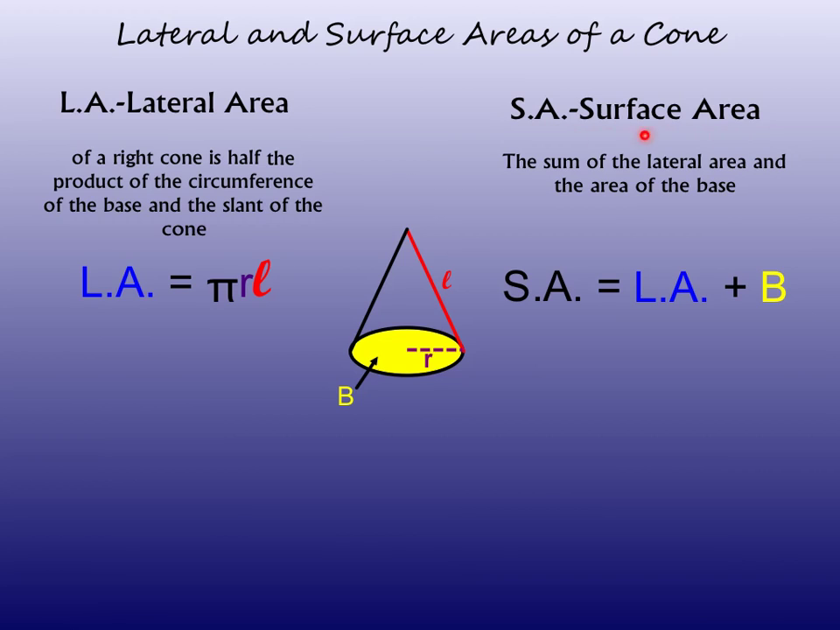Looking over at surface area, it refers to the sum of the lateral area and the area of the base. Notice our formula is the same as it was for pyramids. So we just take the lateral area, whatever that was, and we add to it the area of our base. Again, though, we have a circle, so the area for a circle is going to be found by pi r squared. So you want to keep that in mind when you're dealing with a circle.